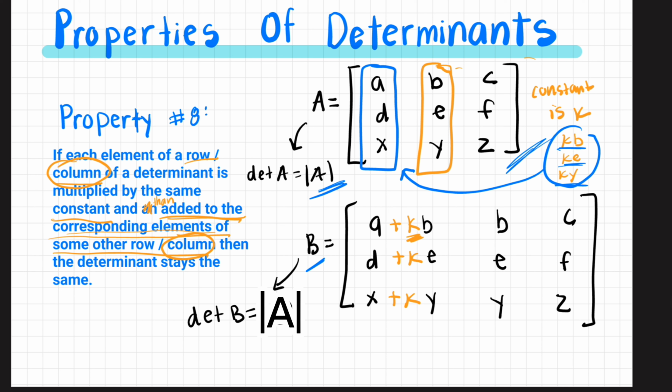Of course, you could have chosen a different column to start with and then multiplied a different constant with that column. For example, you could have chosen this column, multiplied that by K, and then added it over here. But the point is, even if you multiply a column or row by a constant and add it to another column or row, the determinant will not change, which I think is pretty cool because you perform so many operations and still the determinant is the exact same.